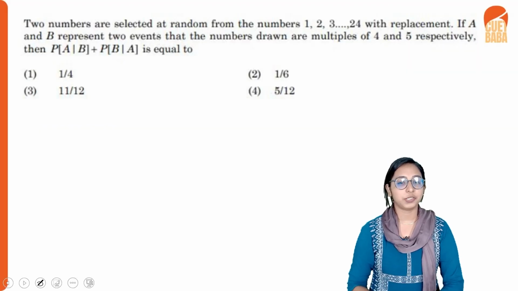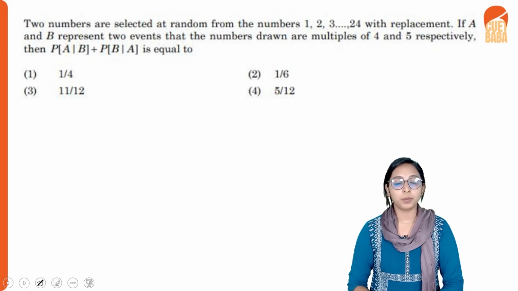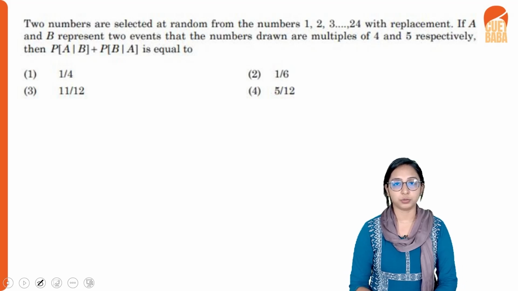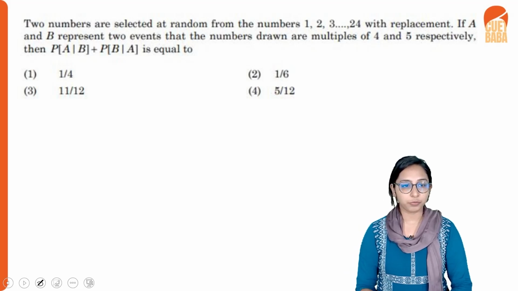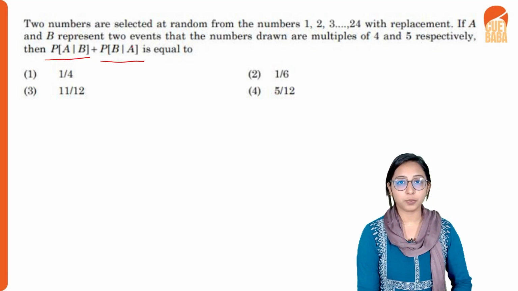Two numbers are selected at random from the numbers 1, 2, 3, 4, etc. up to 24 with replacement. If A and B represent two events that the numbers drawn are multiples of 4 and 5 respectively, then probability of A given B plus probability of B given A is equal to. This is the question. So we have to find the probability of A given B plus probability of B given A. This is nothing but conditional probability.